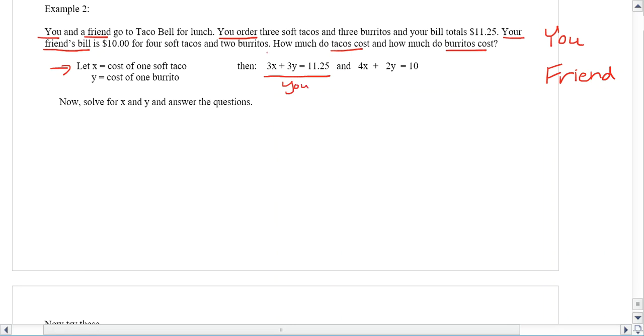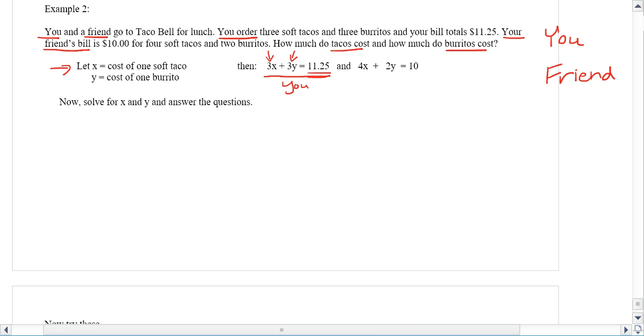You bought 3 of each, so the cost of 1 taco is x, and you bought 3 of them, so you're paying 3x for your tacos. You bought 3 burritos, and the cost of the burrito is y, so you paid 3y for your burritos, and your total bill was $11.25. And the same for your friend who bought 4 tacos and 2 burritos.